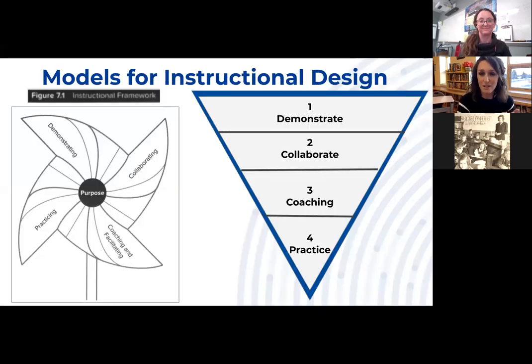In my classroom, I teach eighth grade writing. First I demonstrate a writing skill. Students have some time to collaborate and work with it a little bit. I give them some feedback on how they're doing. And then I give them time, usually at the end of every lesson, to practice that skill that was highlighted that day.